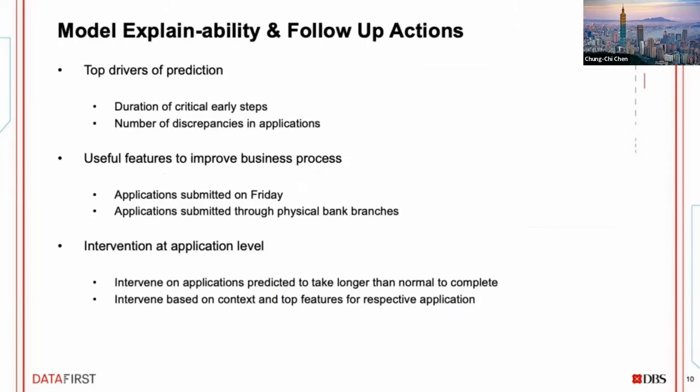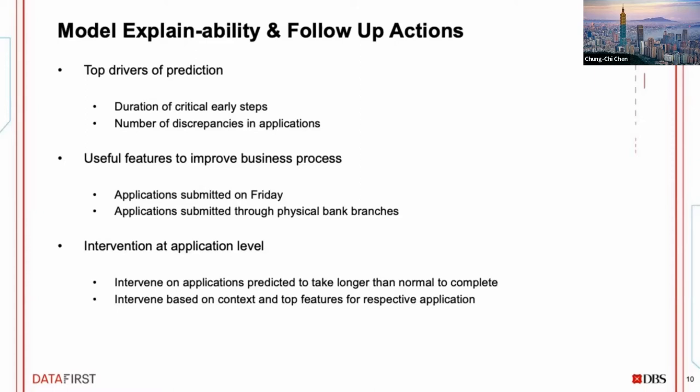Now let's move on to model explainability and follow-up actions. This is the last slide, and we want to explain how the prediction can be used. Shapley values from game theory is used to quantify the contribution of features. The top features include the duration of critical early steps, as well as the number of discrepancies in the applications. Certain features can be used to improve the business process. For example, we found that applications submitted on Fridays take a longer time to be processed because these applications are processed along with applications that are submitted over the weekends on Monday itself.